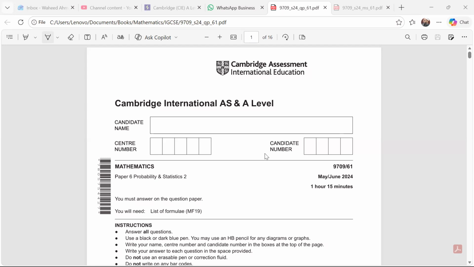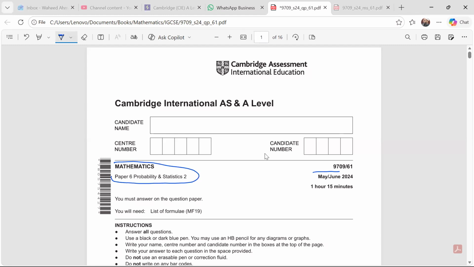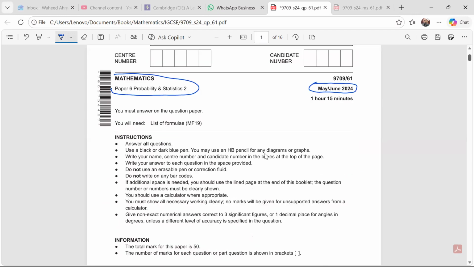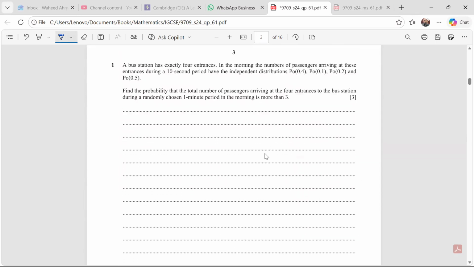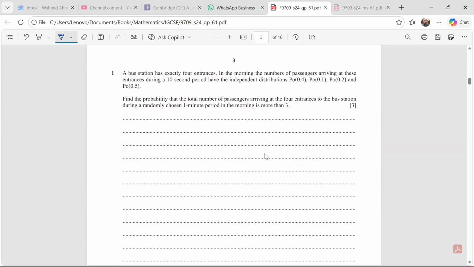Right now, I have this mathematics, probability and statistics paper, May-June 2024. So let's start the questions. I will do question number one today. A bus station has exactly four entrances. In the morning, the number of passengers arriving at these entrances are given.